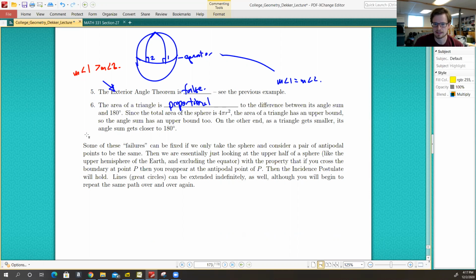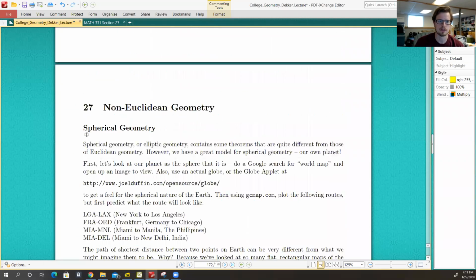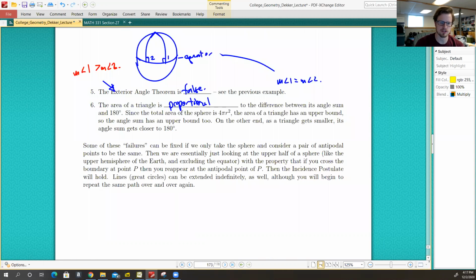But that's it essentially for spherical geometry. There's a nice comment that you can read here as well, and I would encourage you to do that. But I think that gives us the right idea for spherical geometry. And that's all that I have to share with you for that.